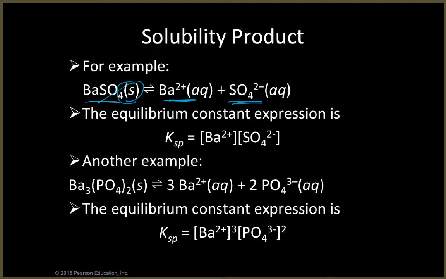Another example is this one here. This time you have 3 barium ions for every 2 phosphate ions. So now we're going to have to be a little more careful with the coefficients. Up to this point, most of the stuff we've been dealing with was 1-to-1, so we have to be careful again with that. When you set up the KSP, again, it's products over reactants raised to the power of the coefficient. So barium is raised to the 3rd power, phosphate is raised to the 2nd power.